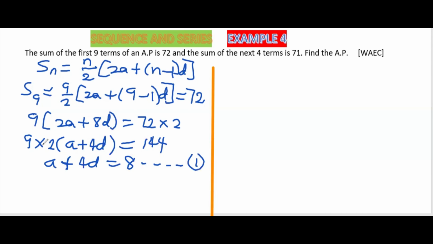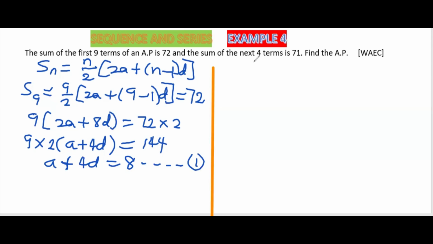Then they now come here and said the sum of the next 4 terms. Next 4 terms after the first 9 terms. Next 4 terms means the 10th, T10 plus T11 plus T12 plus T13. How can we get that? Or how can we get a formula for that? So if we want to use some formula, since the next 4 terms means T10, 11, 12, 13, 10 to 13. That is the 10th term, 11th term, 12th term, and 13th term.